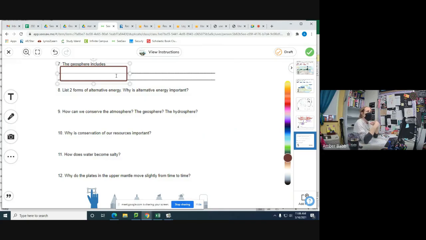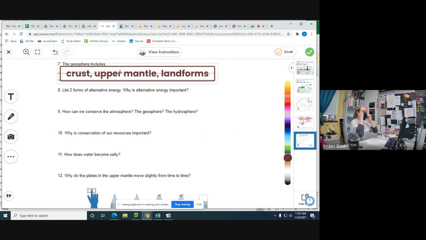We could be more specific. Like the crust, the upper mantle, and maybe a little bit of the water. Landforms. Only the top two layers, the crust and upper mantle, are considered part of the geosphere, and landforms. Whether it's the ground we walk on, mountains, hills, canyons, any landform, rocks.